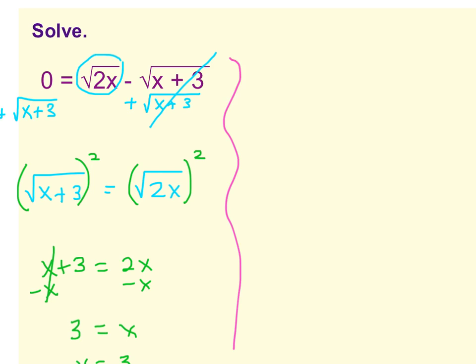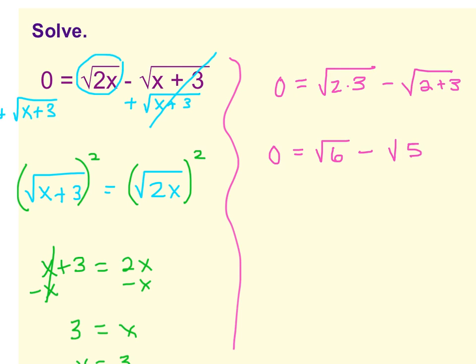So when you check your answer, you have to go back to the original problem. You don't want to go back to any part of the problem where you already started doing some solving. You have to go back to the original. So we're going to plug in, here's our check, 0 equals the square root of, what do we get, 3? So 2 times 3 minus the square root of 2 plus 3. All right, so 0 is equal to the square root of 2 times 3, which is 6, minus the square root of 2 plus 3 is 5.